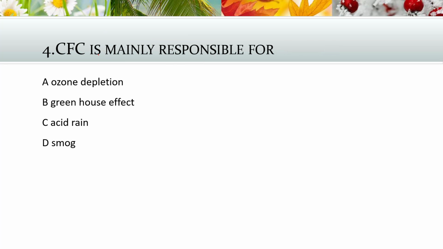And the fourth question is, CFC is mainly responsible for. So CFC is nothing but chlorofluorocarbon. We all know that, right? Chlorofluorocarbon. Now the question is, CFC causes what? Basically it causes ozone depletion or greenhouse effect or acid rain or smog. So the answer would be ozone depletion.